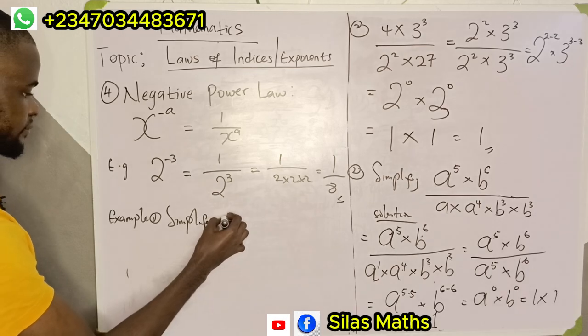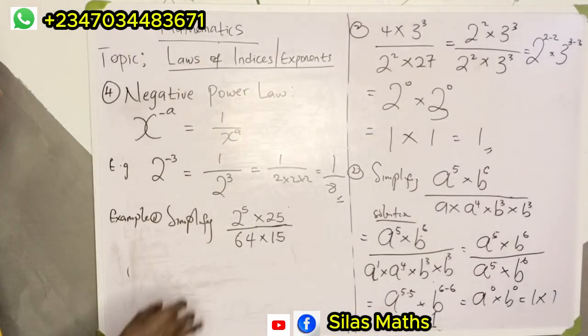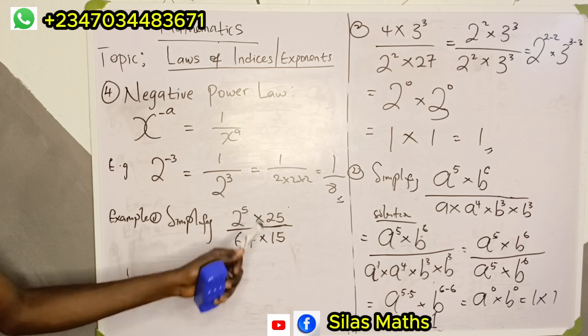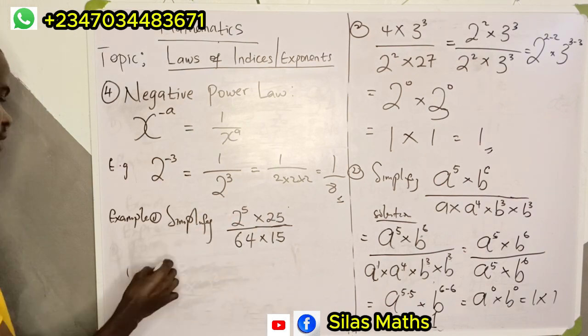Simplify. All right, let's take a look at this problem. The problem reads: simplify 2 raised to the power 5 times 25 over 64 times 15. So let's go ahead and solve.